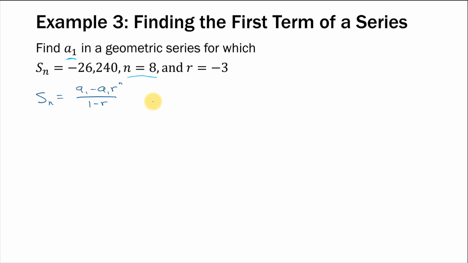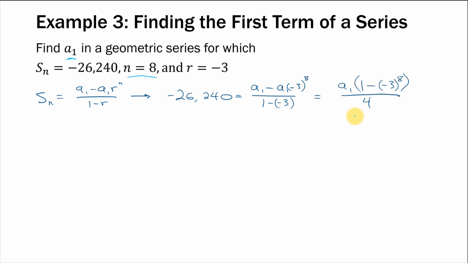So I can just go ahead and plug in what I know. Okay, I know what the sum is. I just don't know what a sub 1 is, right? So I plug in what I have for r, and then I know that n is equal to 8. Okay, so I just plug in what I know again, and then I can start to solve for a sub 1. So what I did here, I just factored an a sub 1 out of my numerator, and that left me with a sub 1 times the quantity 1 minus negative 3 to the 8th power.